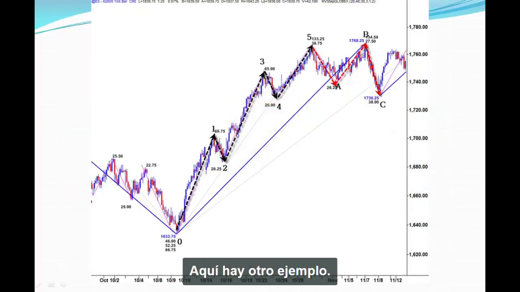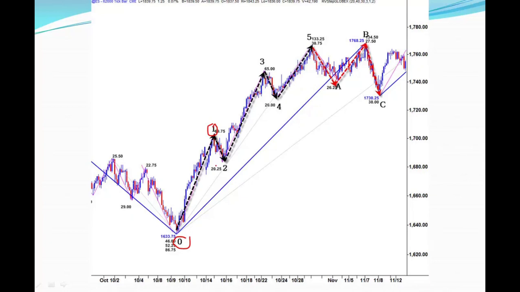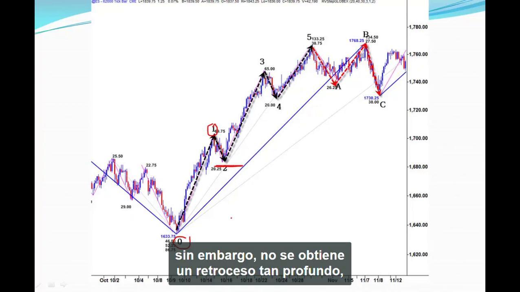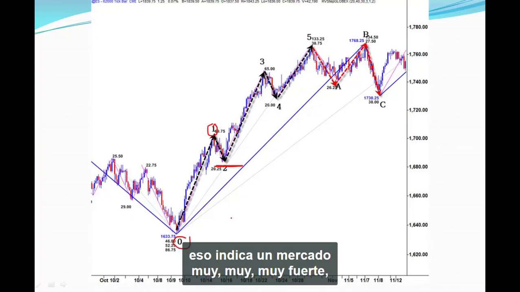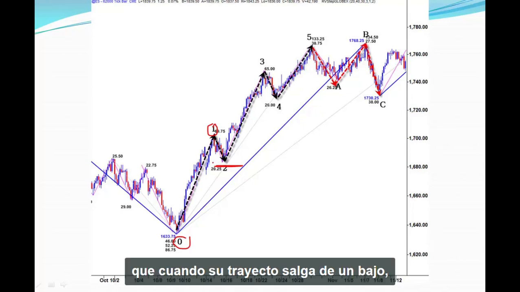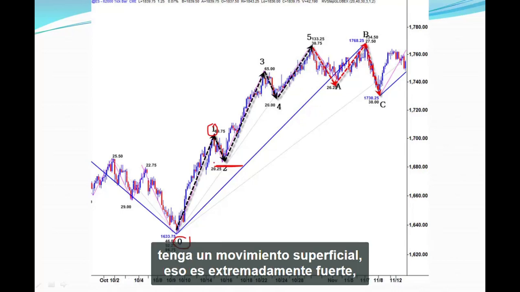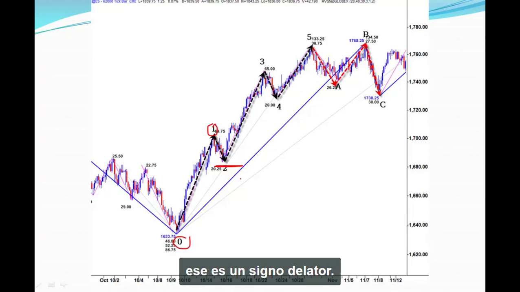Here's another example. So you had your 0 to 1. However, you didn't get too deep of a retracement. That's indicating a very, very, very strong market, that when you first leg up off a low, it has a shallow move. That's extremely strong. That's a telling sign. All right.